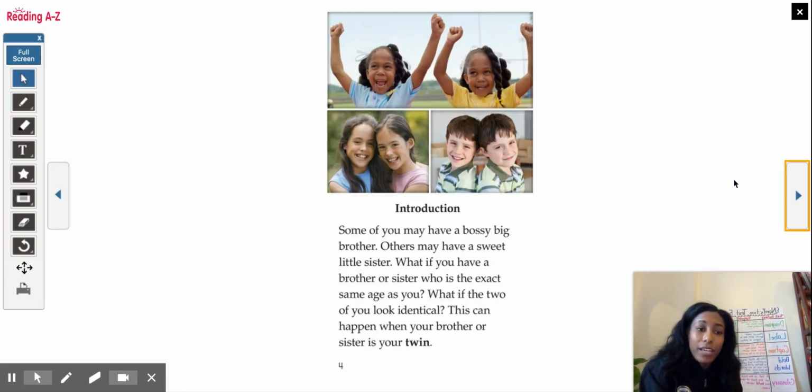sister is your twin. Raise a silent hand if you know someone that's a twin. I do. I have two pairs of twins in my family. I have two nephews that were just born last year that are twins, and then I have a nephew and niece that were born about 5 years ago, and they're twins.